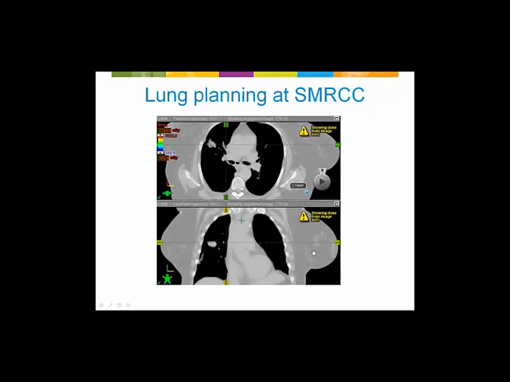Now here's a dose color wash for a typical hybrid plan. And you can see as you move down how the beam, where it's coming in, will vary depending on what the tumor looks like in that plane. So doing this with an arc allows some flexibility to move that off-cord dose around depending on how our tumor is situated in the thorax.